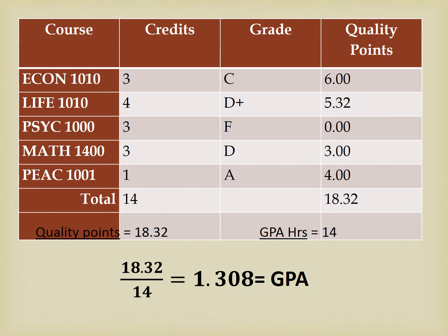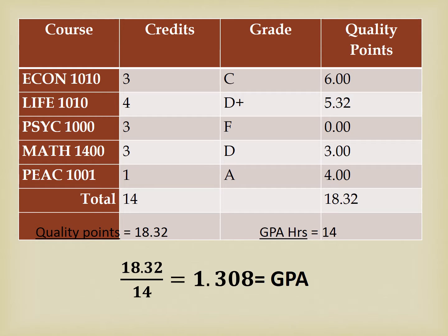Here we have an example of a possible outcome of a student semester. We've got 5 classes listed there. One of them is kind of an antique class, that PEAC 1001, but it serves as an example of a 1 credit hour course. So we can look at this example and see how the credit hours multiply by the grade point for each of those grades to equal our quality points.